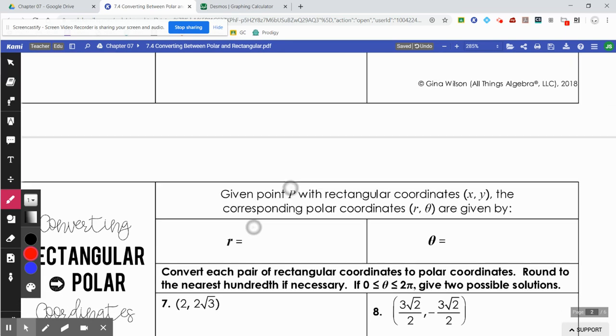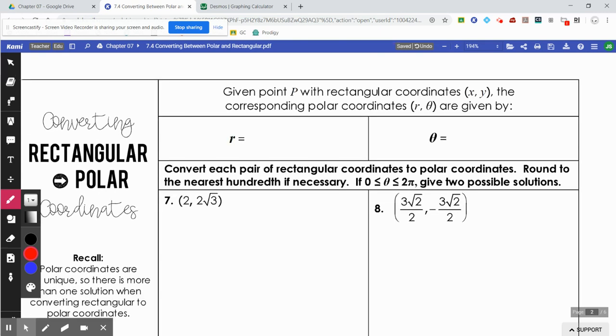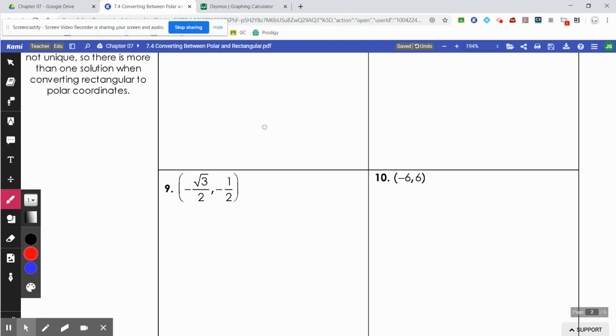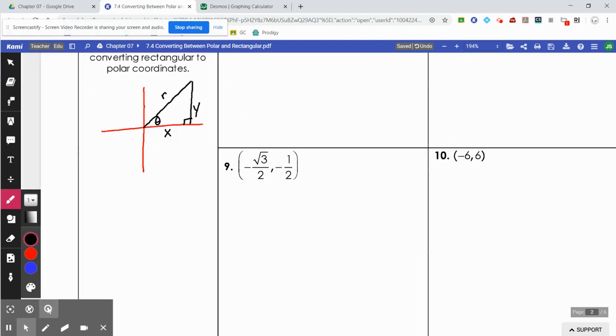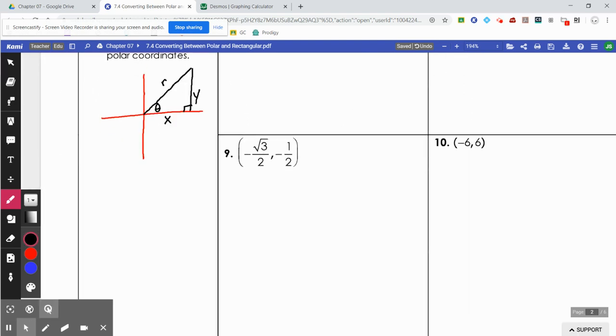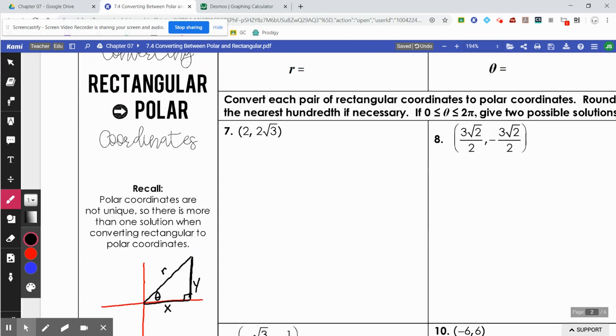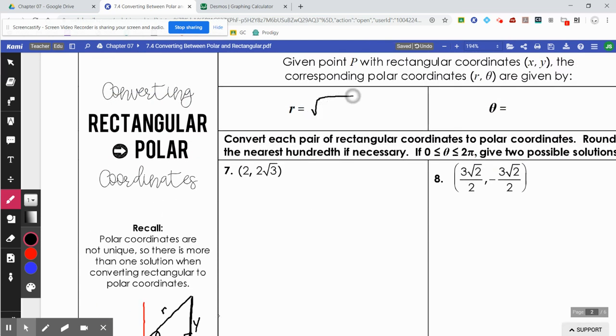Now let's do it backwards. Let's convert rectangular back to polar. And again, we're going to use that exact same drawing. Let me sketch it out again. And to work this backwards, here's what we're going to do. We know that the three lengths of this triangle, x squared plus y squared would equal r squared because of the Pythagorean theorem. So therefore your r value is going to be the square root of x squared plus y squared. And again, that is simply because of the Pythagorean theorem.